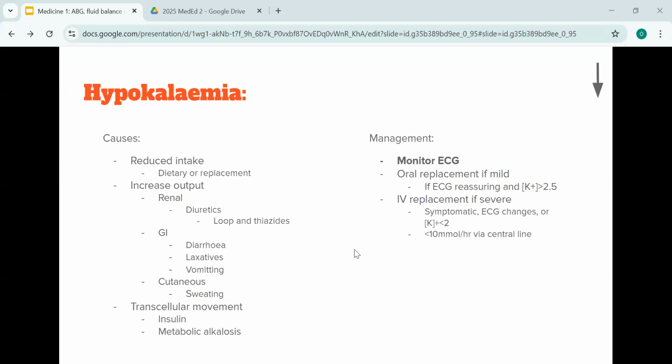Potassium is so important in regulating your action potentials in the heart and the myocardium. So if you take one thing away from this talk management-wise, it's you need to monitor the ECG for anyone with a sodium or a potassium imbalance.